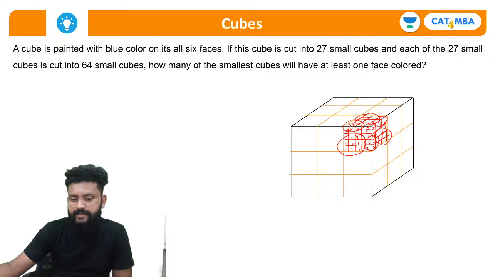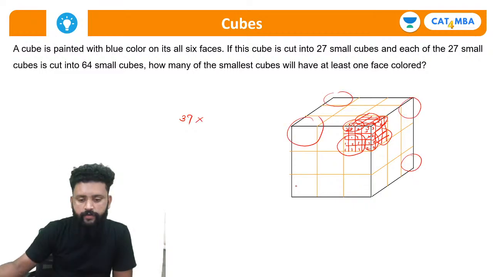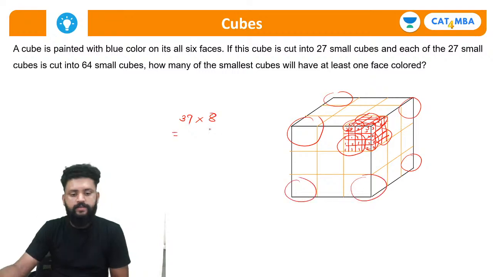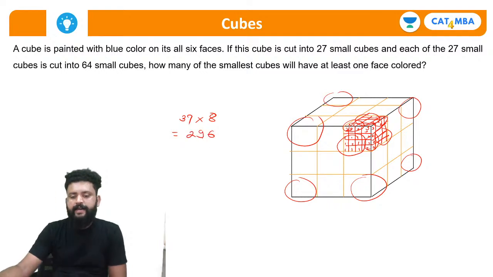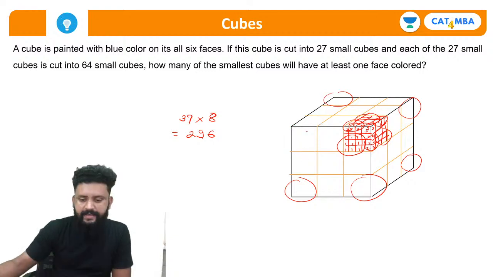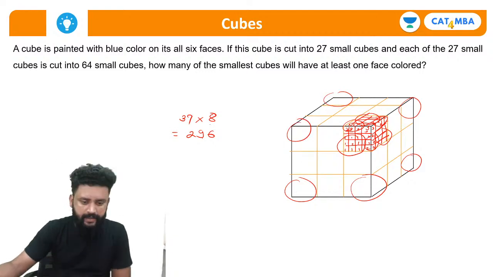So there are 37 cubes which have been painted, at least one, either 1 or 2 or 3. And every corner cube will be similar to this. So we have 8 corner cubes. So 37 into 8. This is the first thing you need to do. 8 sevens are 56, carry 5. 8 threes are 24, 24 plus 5 is 29. So 296. Now with this part done, we are complete with the 8 cubes.